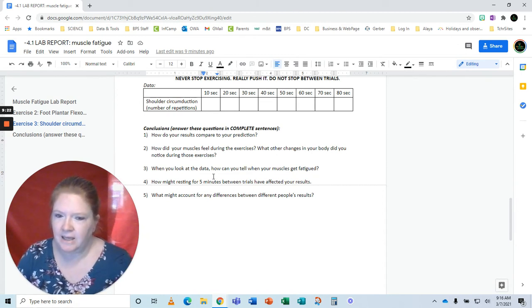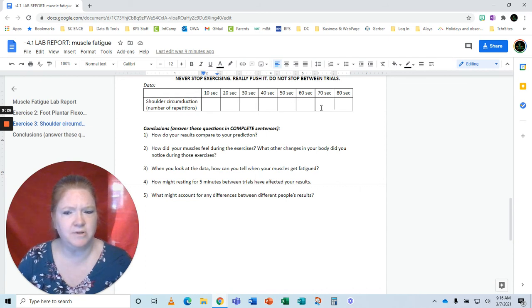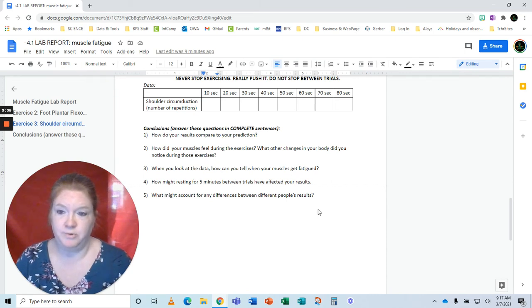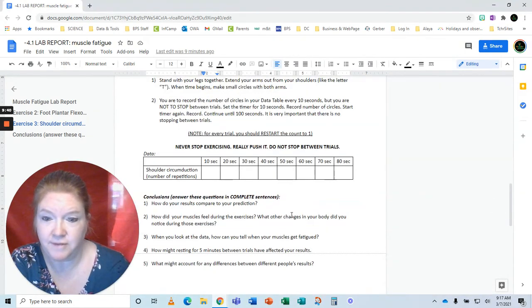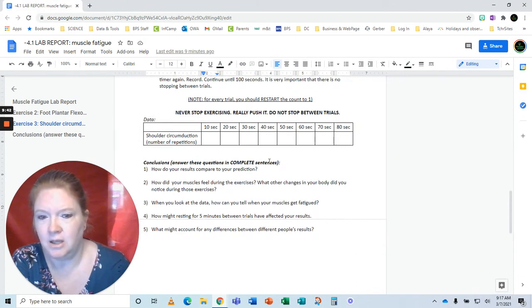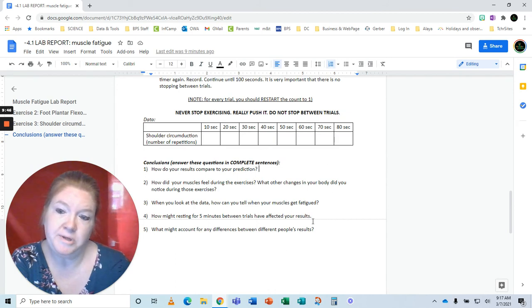When you look at the data, how can you tell when your muscles get fatigued? So check out your numbers. What happens? All right. How might resting for 5 minutes between trials have affected your results? And what might account for any differences between different people's results? Okay. So that's it. When you are finished writing your conclusions, note here it says complete sentences. Then you're going to be able to turn this in.